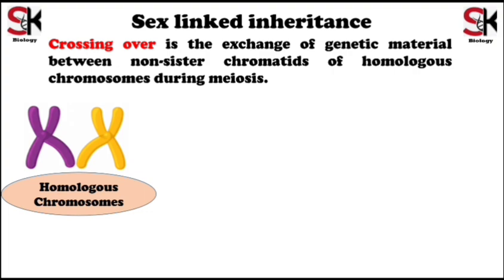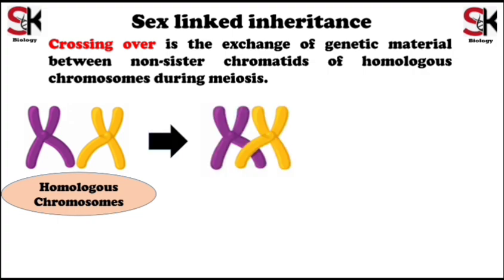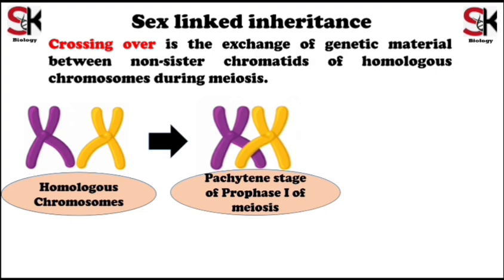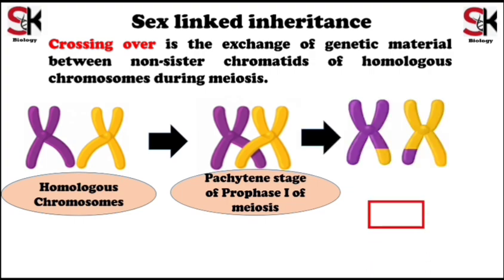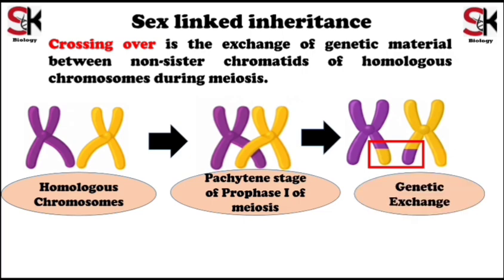When these chromosomes are placed very close to each other during meiosis, they form a knot-like structure in pachytene stage of meiosis. Sometimes when this knot is opened, it results into exchange of genetic material between two chromatids. This whole process is crossing over. These are the two concepts which are very important in the study of genetics.